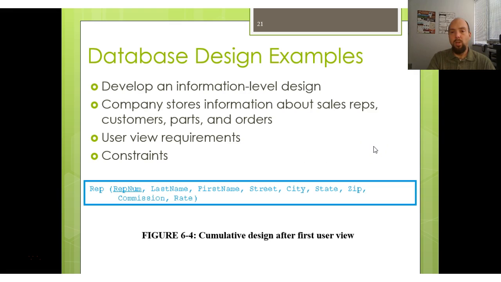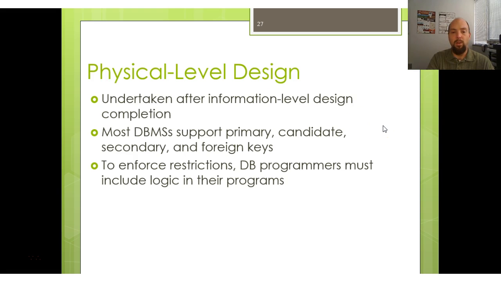All right, so we're going to start with information level design. That's where we write it out on a piece of paper. We always try to take all of the user views, put them all together, worry about all of our constraints, what kind of data is going to be in the fields. You know, do I have numbers? Do I have strings? Do I have characters, and so forth? And then once I have all of that, then we need to start getting into the physical level design.